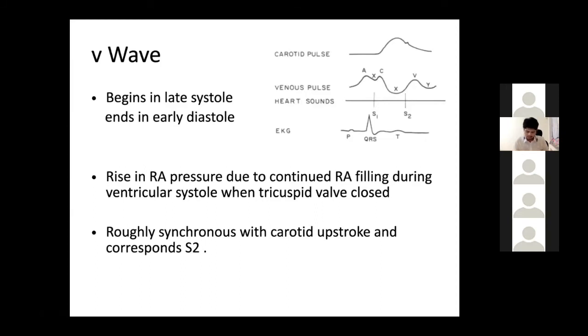So it comes with the carotid, as I will again and again tell you, do not miss. The V wave comes with the carotid, while the A wave comes before the carotid. It corresponds to the S2. It comes after the S1, the A wave comes before the S1. It comes with the S2, the V wave.